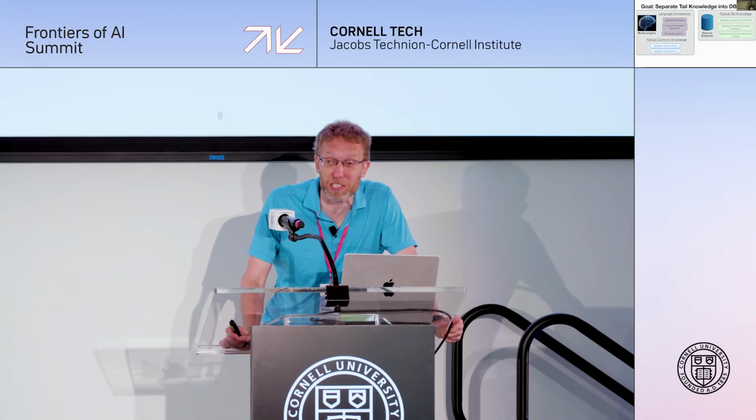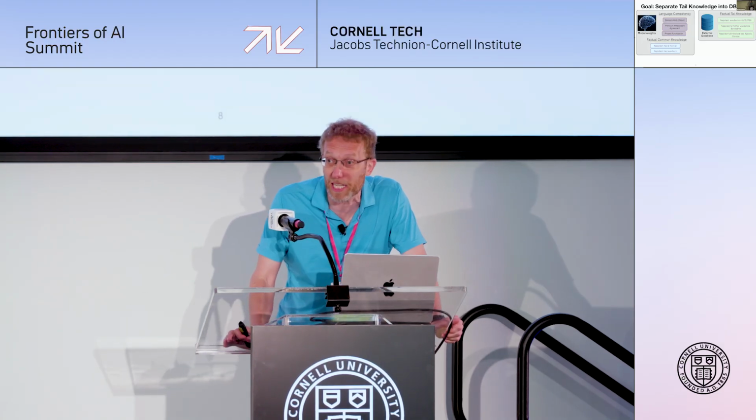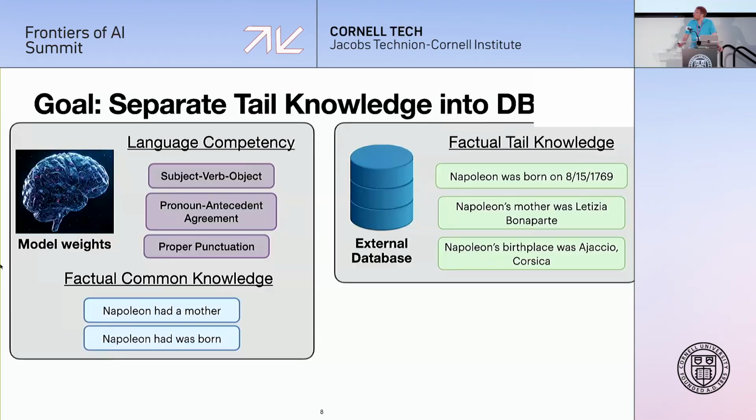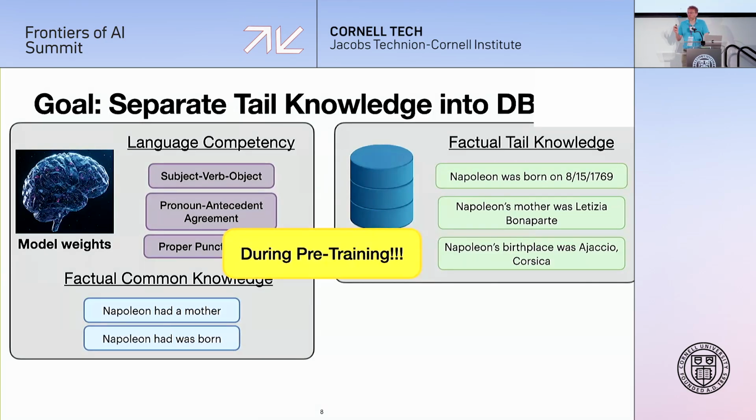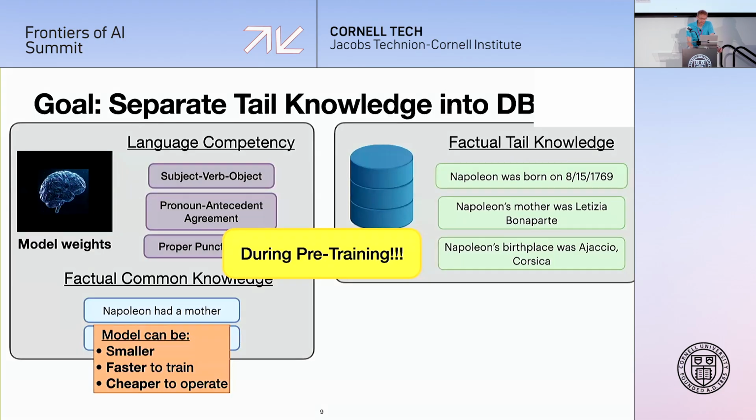They are great data structures. They're well understood. We know exactly how they work, they scale, and so on. So this work is about separating this kind of knowledge out of neural networks and putting it in a database. And we want to do this right from the start, during pre-training. So at the very, very beginning, the neural network is designed so that it doesn't have these specific facts inside its neurons. There are multiple advantages that fall out of this right away.